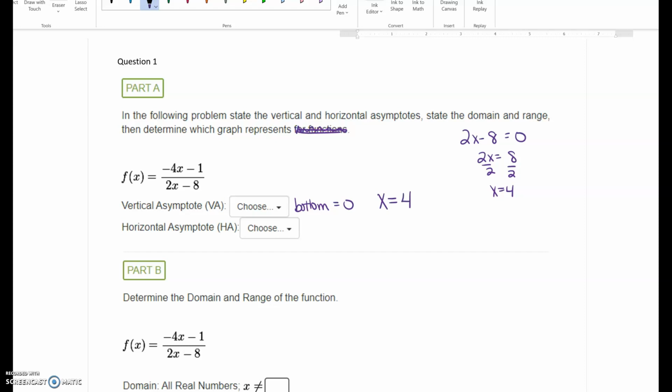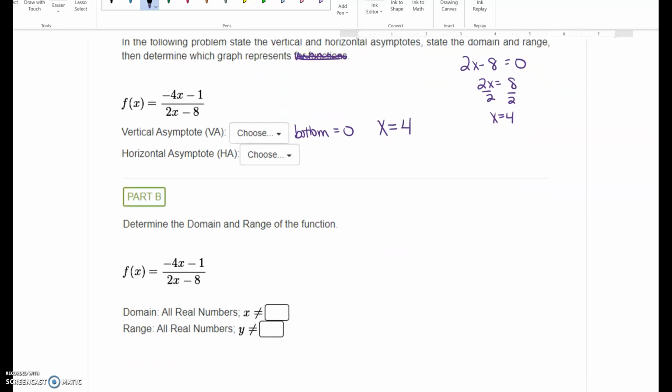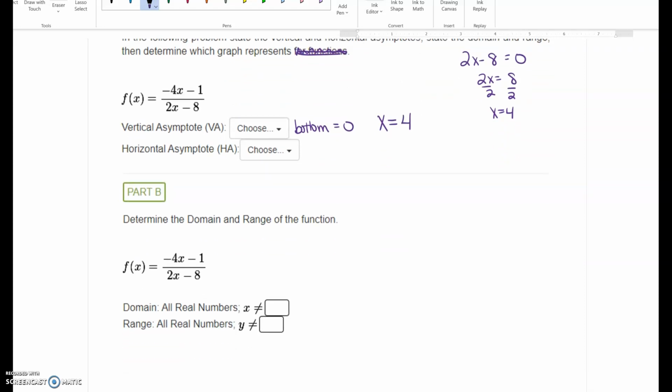equals 4. And actually, if you want to go straight down to part 2, 4 makes the bottom equal 0. We can't have that, so the domain is all real numbers except x can't equal 4, so you'd type 4 in. On this one, you'd click here and choose x equals 4 from the list.